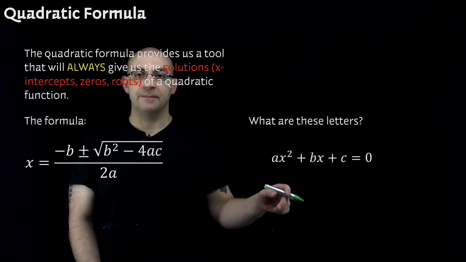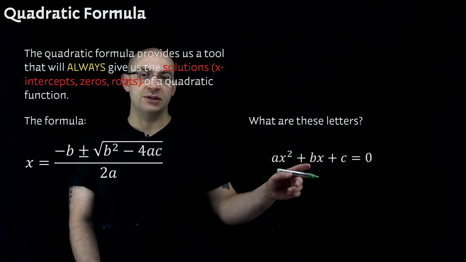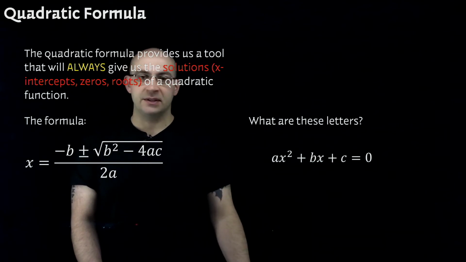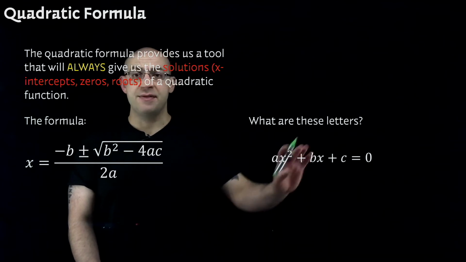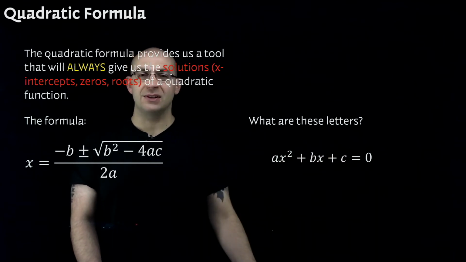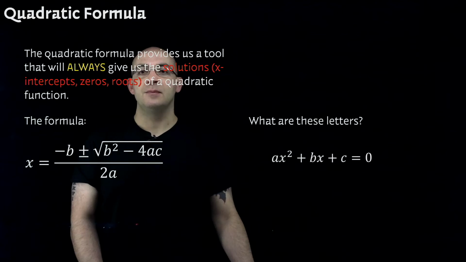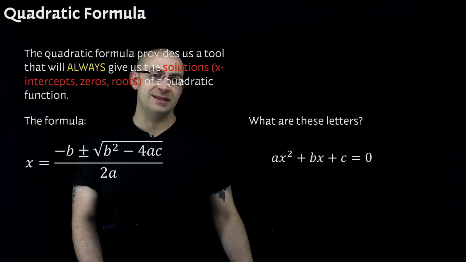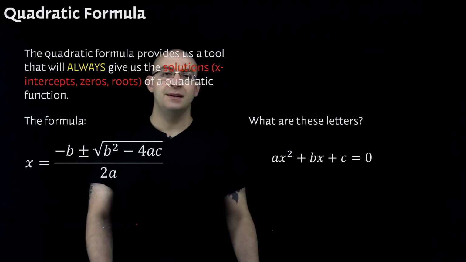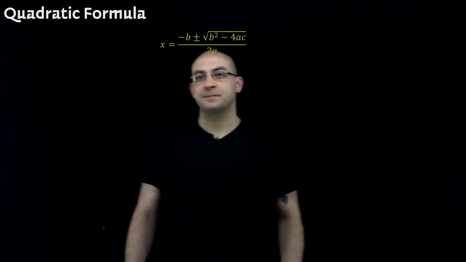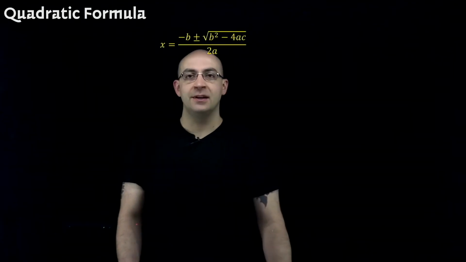b is the middle term, right? And it is the number, the coefficient directly in front of x, and then c is going to be our constant value. So this here, this standard form, should not be completely unfamiliar to you because we have messed around with a's, b's, and c's before. So let's get right into some problems. Again, I'll put the formula up here for easy use.